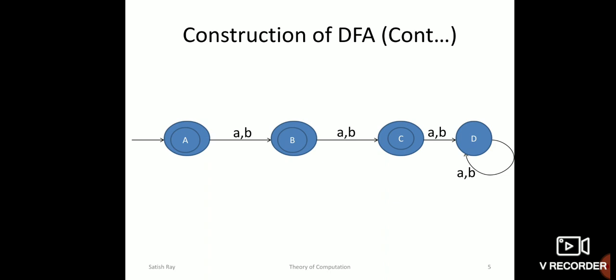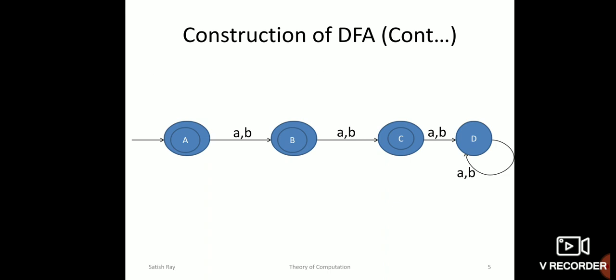Now you can cross check for any string of length 4, 5 and more. So this DFA will reject any string of length greater than 2. So this DFA will accept only strings of length at most 2. So this is our final DFA.